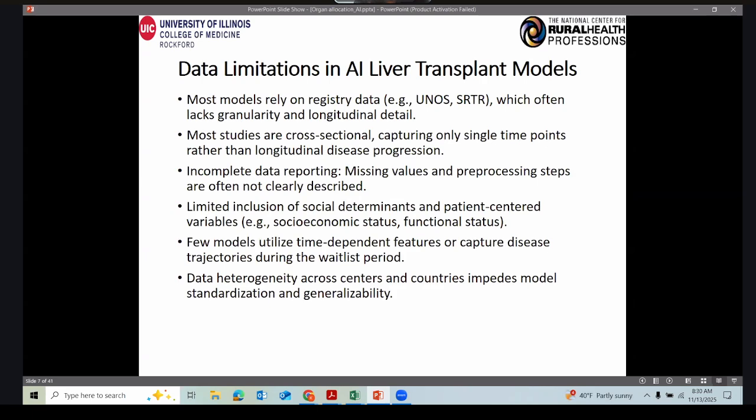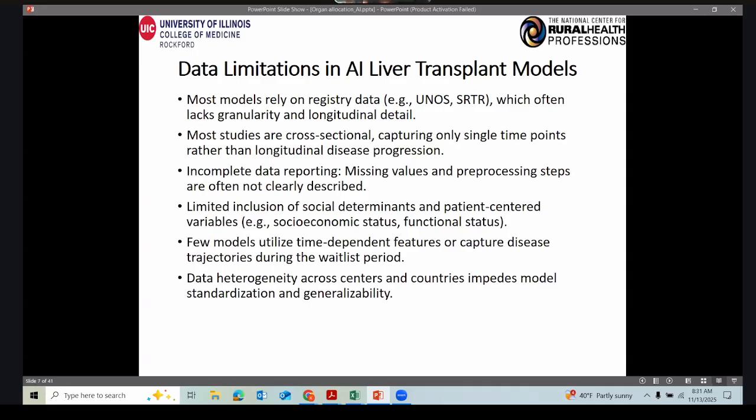Now, let's talk about some of the data limitations that currently exist in the AI models for liver transplantation. Even though AI has tremendous potential, its performance depends heavily on the quality and completeness of the data it learns from. Right now, most AI models rely on registry databases like UNOS and SRTR in the United States. These are large national data sets, but they often lack granular patient-level details and longitudinal information, meaning that they don't capture how patients' conditions change over time.